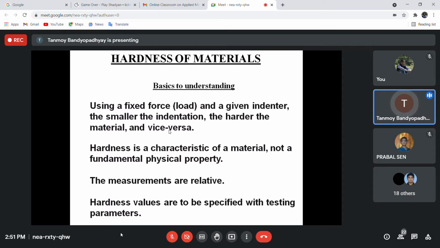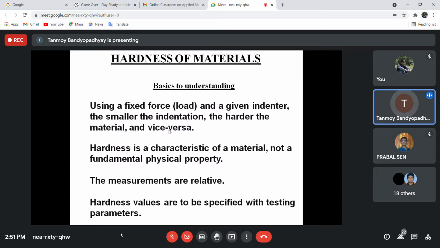Suppose I heat treat one. Again the hardness value can change. I just want to explain that hardness is not a fundamental property. It may change based on the carbon percentage, based on the heat treatment process you are doing, and whatever alloying substances you are adding. Based on all those things, the hardness of the material can be different even inside the same specimen. If you take the same specimen at two different points, you can have two different values of the hardness. So the measurements are relative.